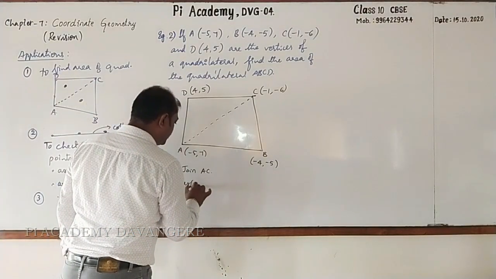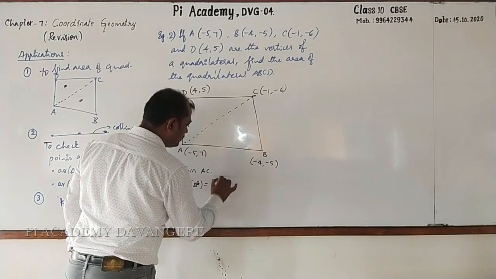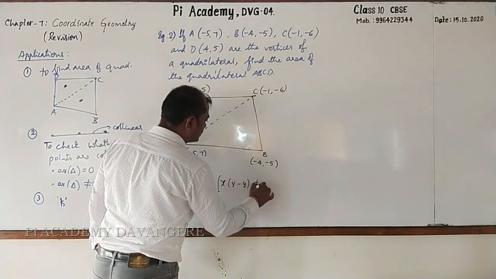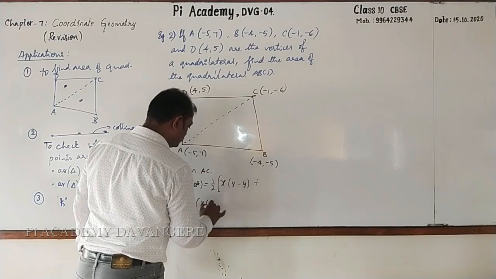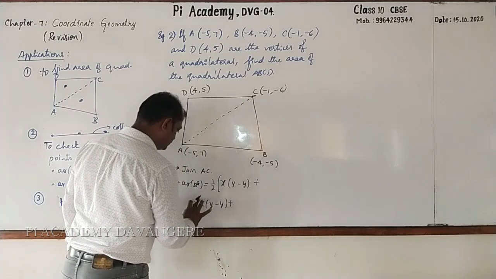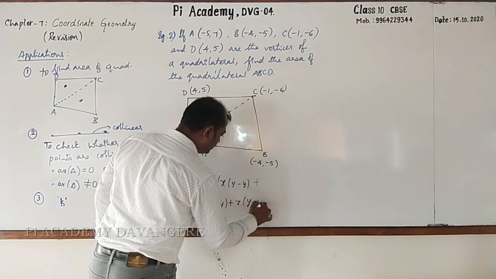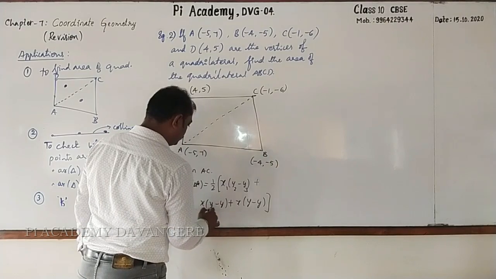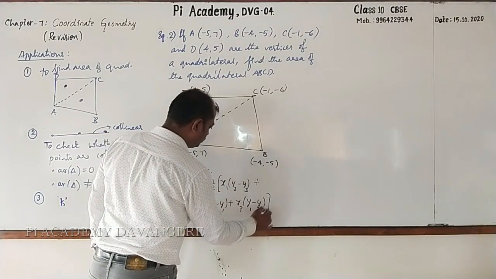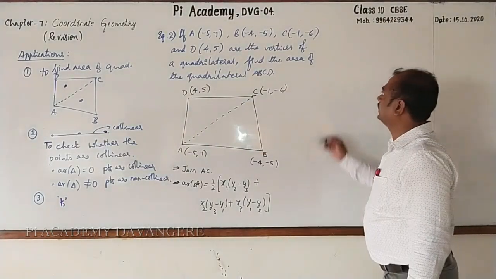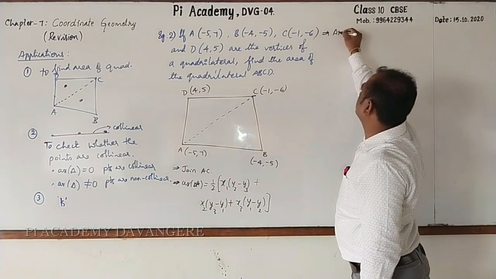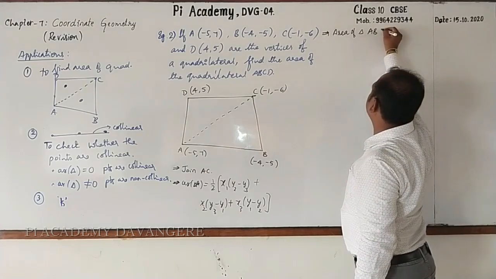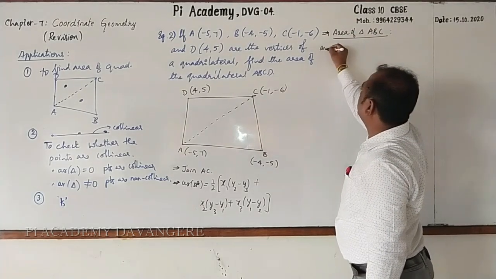Before that, write the formula. What is the area of triangle formula? Very good. It is half into x1(y2 minus y3) plus x2(y3 minus y1) plus x3(y1 minus y2). Use cyclic numbers 1, 2, 3, 2, 3, 1, 3, 1, 2. Then write first the area of triangle ABC.